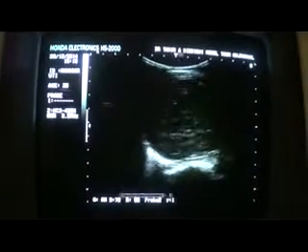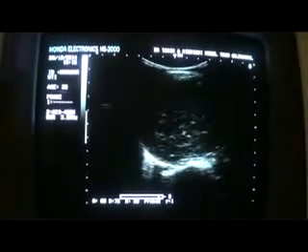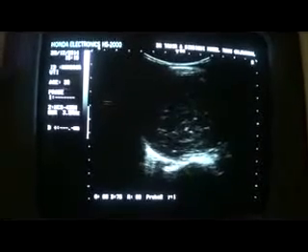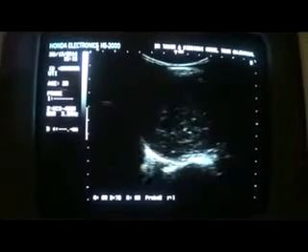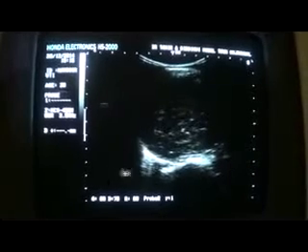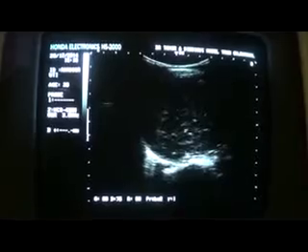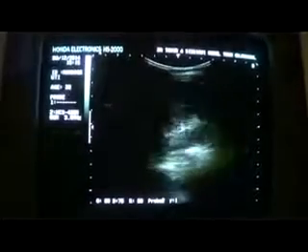Otherwise, the kidney is normal, except that there is minimal hydronephrosis seen. Now, this is a very small amount of fluid seen above the diaphragm with this starry appearing liver above it. So this is the status here.